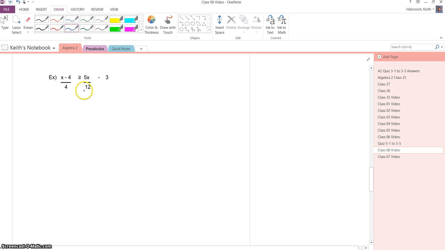For this inequality, it's the same thing. The LCD here is 12. So I have to multiply each term by 12 to cancel the fractions.